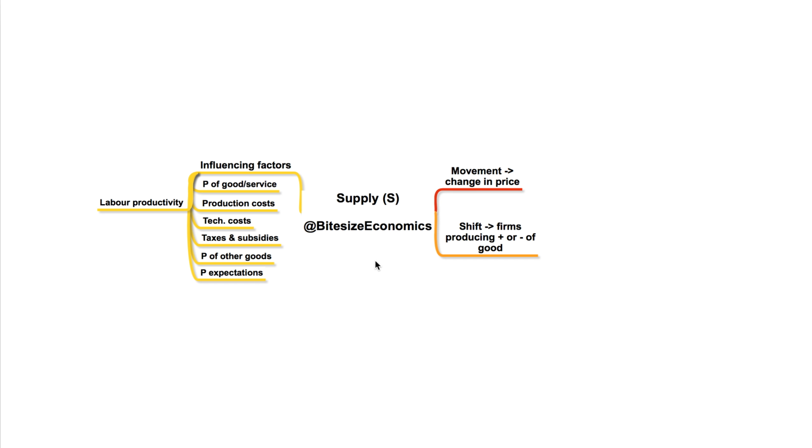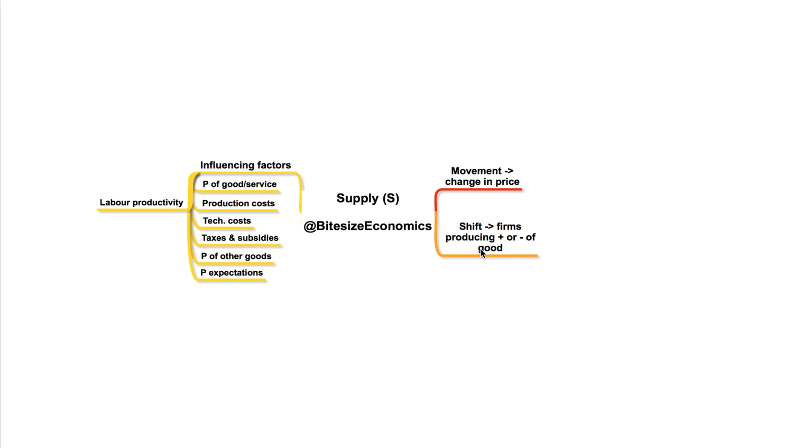So, first off, what is supply? Well, it's basically just the amount of a good or a service that a firm or business can supply to consumers. And it's important that you are able to distinguish between a movement in the supply curve and a shift of the supply curve. So, a movement along a supply curve only occurs when price changes, judging on the basis that everything else remains the same. So, movements caused by a change in price.